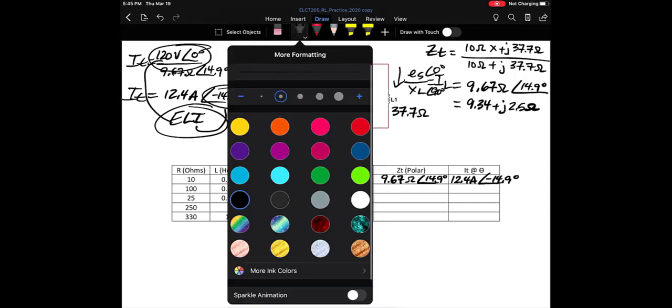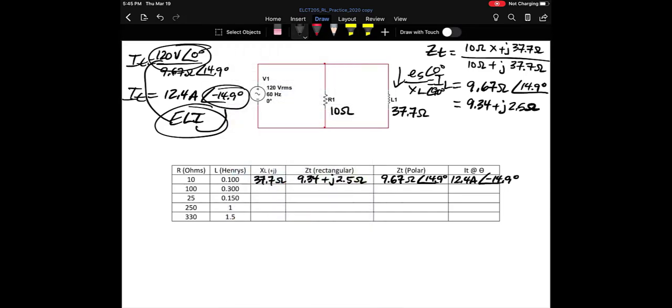And remember, we had an IR value at 0 degrees, right? We had an IL value as a minus j component, and that was 3.2 amps, and IR was 12 amps. We know the hypotenuse of this triangle is then 12.4 amps. This angle here is minus 14.9 degrees.